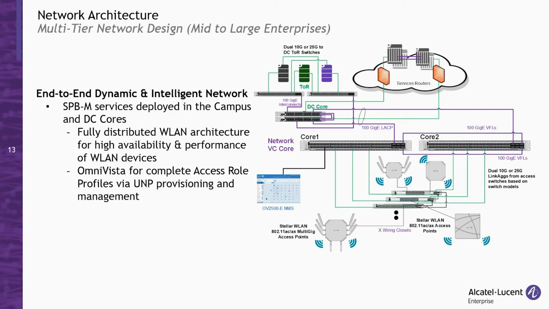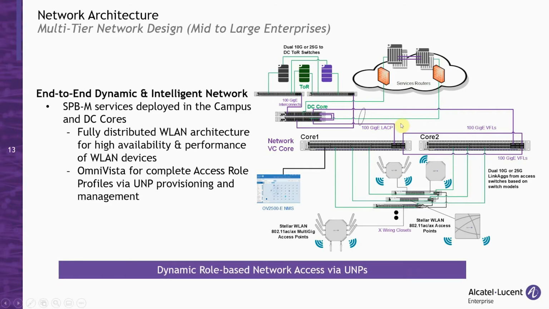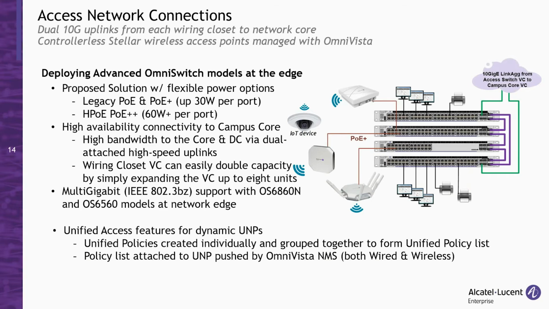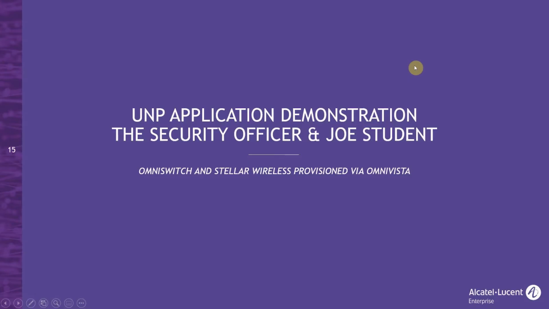The network access is configured to support secure mobility and authentication via ALE's role-based network access features and enforced via the user network profiles. Here are specifics to the network access. Again, this network view is to add context to the access role profiles and UMP architecture.